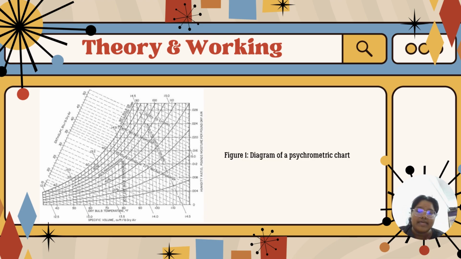This is the example diagram for the psychrometric chart. We use two constants given and we get all the variables through it.